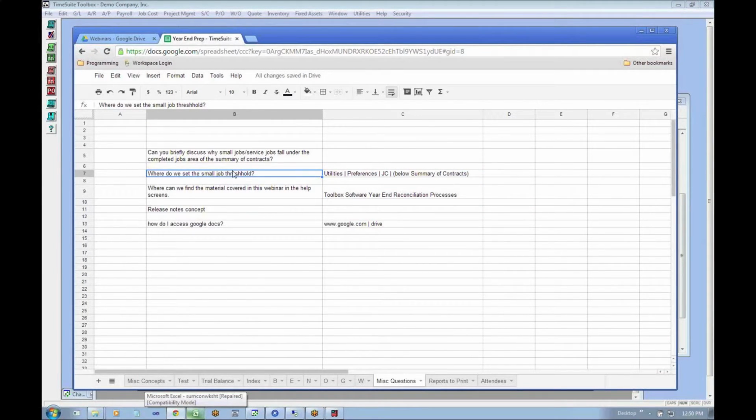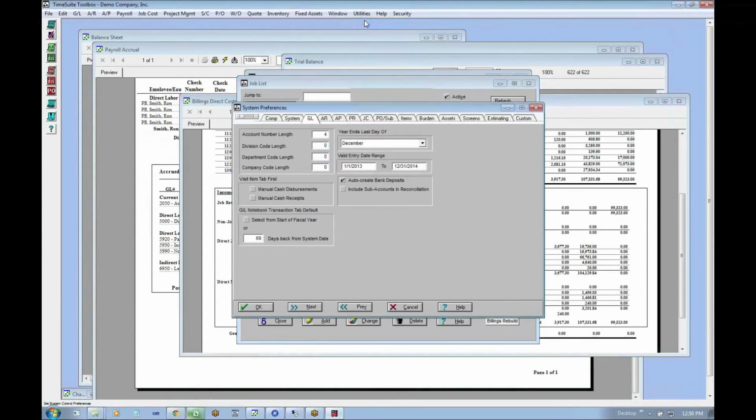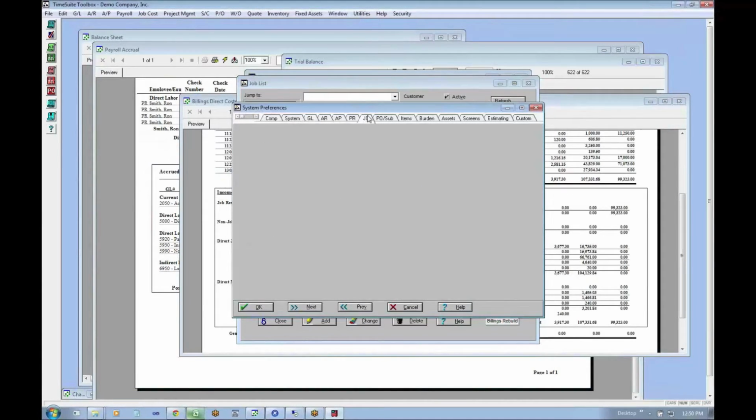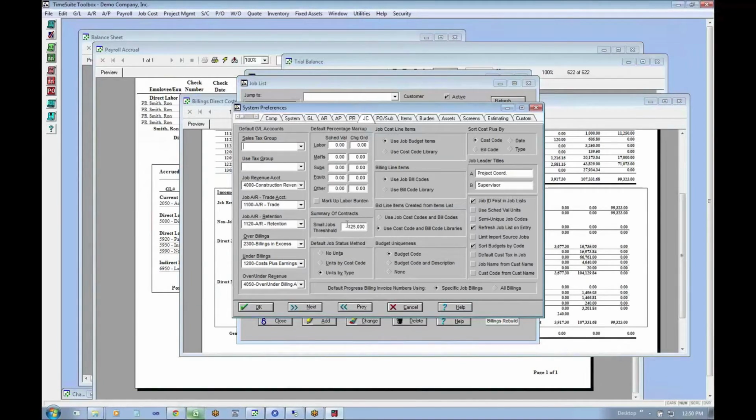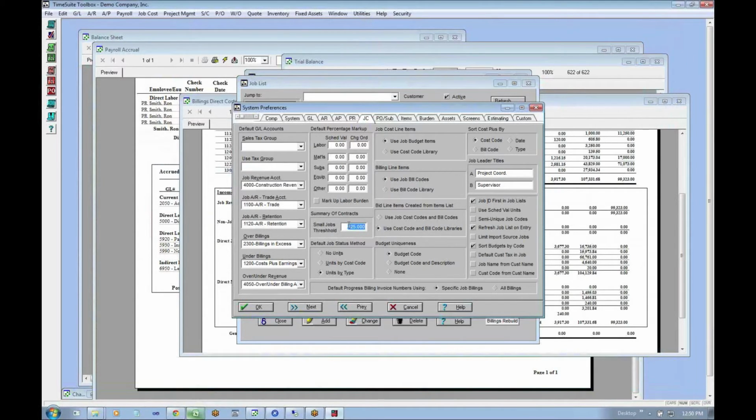Okay, where do you set the small jobs threshold? So on the summary of contracts, we want to be able to control what is a small job. What a small job is for one company might be a different threshold for a different company. Even between years it could be different. This is where you do that: job cost, utilities, preferences, job cost, and then summary of contracts, small jobs threshold.